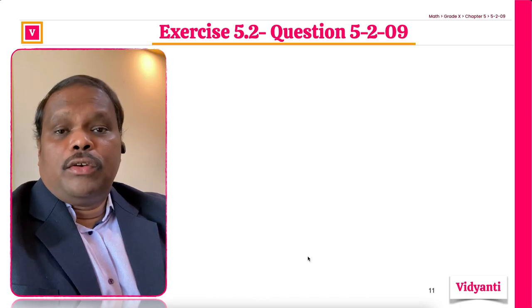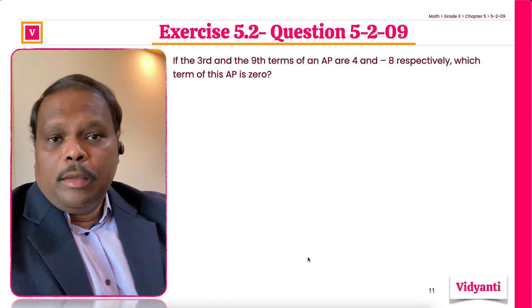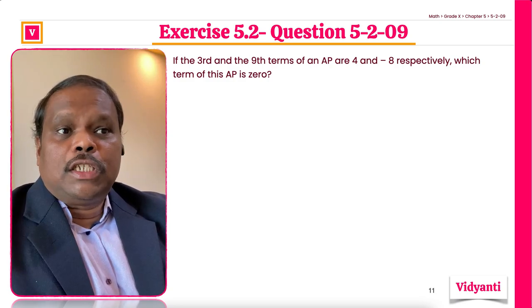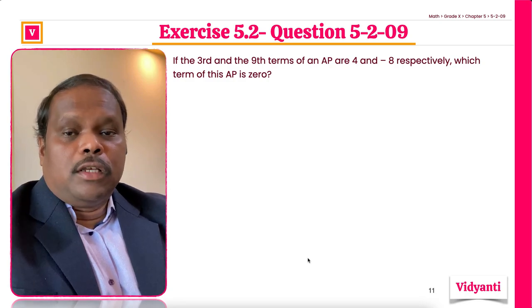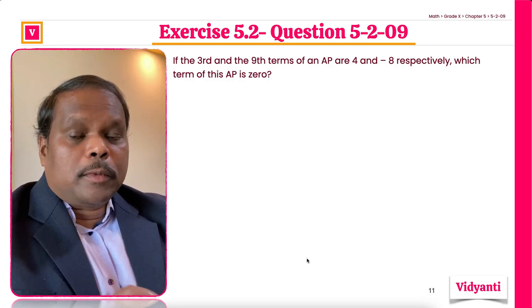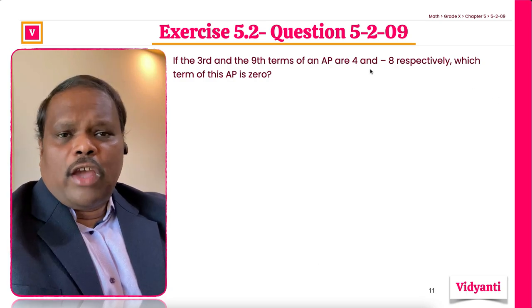Exercise question 5 to 9. If the third and the ninth terms of an AP are 4 and -8 respectively, which term of the same arithmetic progression AP is 0? Here we have been given two specific terms, the third and the ninth term, and some values are given.